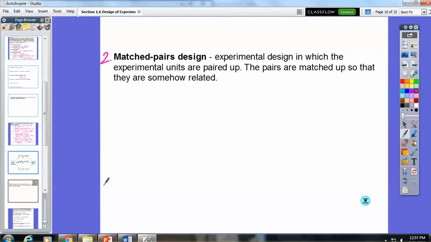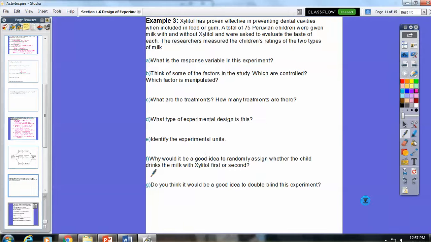In a matched pairs design, we pair up units that are somehow related. A good example of this would be a before and after. We are going to teach a new fitness program in our PE classes, and we are going to gauge your level of fitness before this program and after this program. That's a matched pairs. They are doing the pre-test and the post-test. That is probably the most common type of matched pairs.